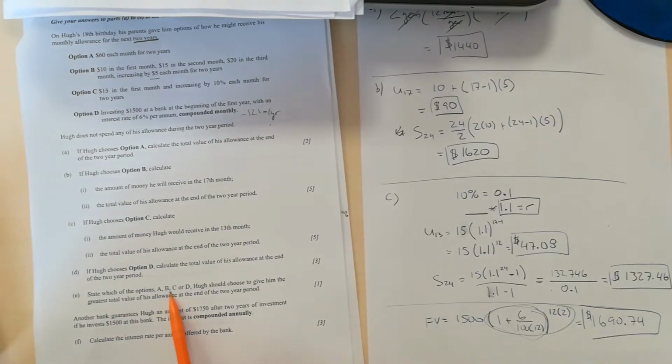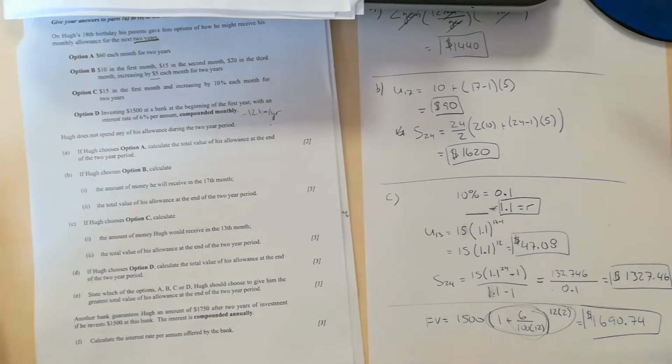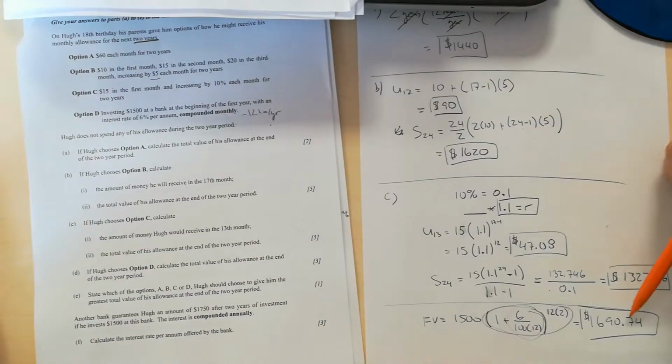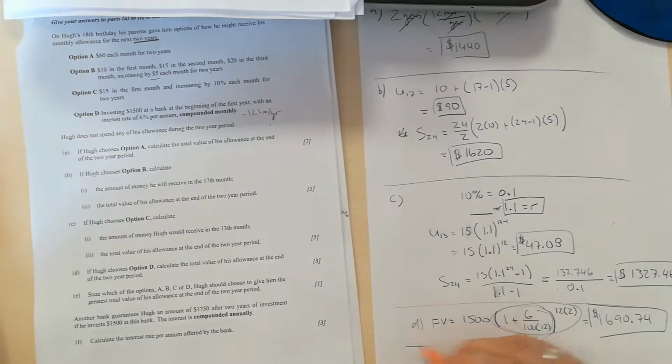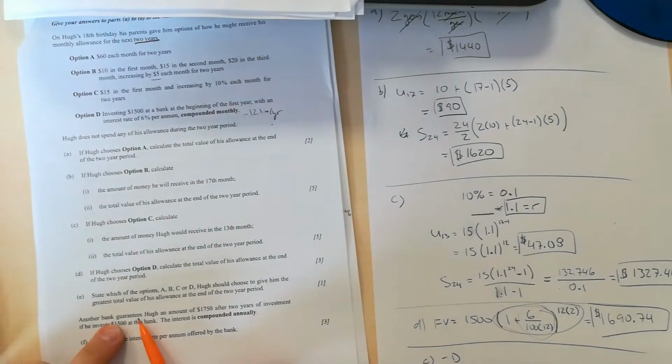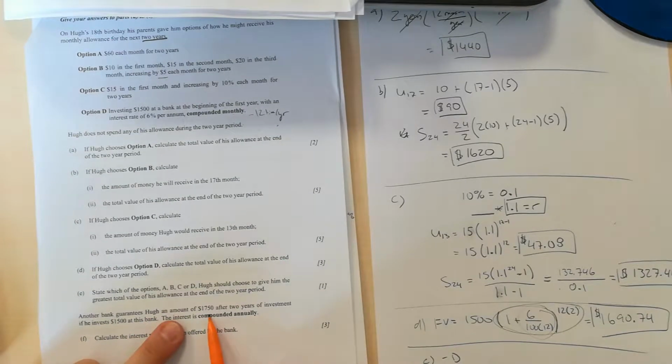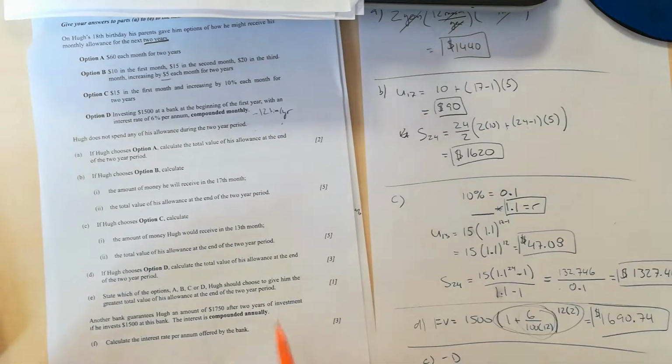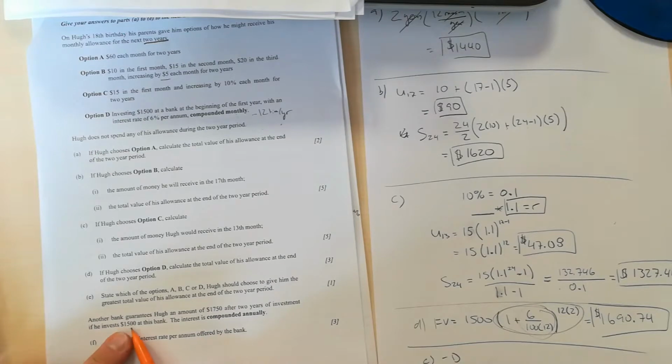State which of the options, A, B, C, or D, you should choose to give him the greatest total value of his allowance at the end of the 2-year period. What number is the biggest? No, no, no, yes. You should choose D.